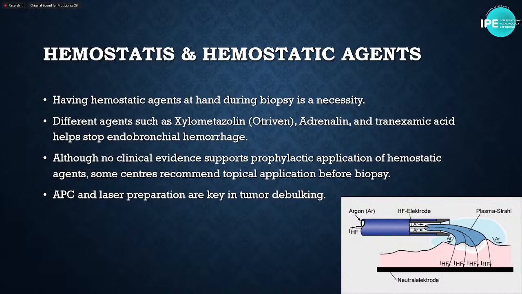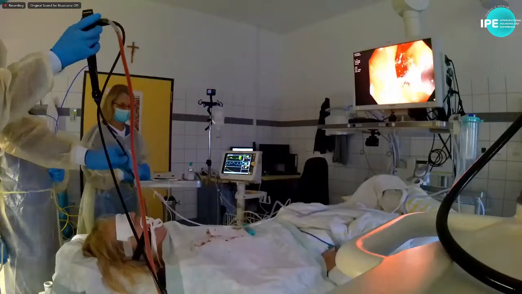But I think the most important thing is having a plan in case it starts to bleed. So that's why I always say it's not only the hemostatic agents that you need to have, you also need to think about what happens when it's too much for the hemostatic agents. And that's where APC and laser and also the bronchial blocker or the Fogarty balloon that we talked about come into play. So this is an example of APC.